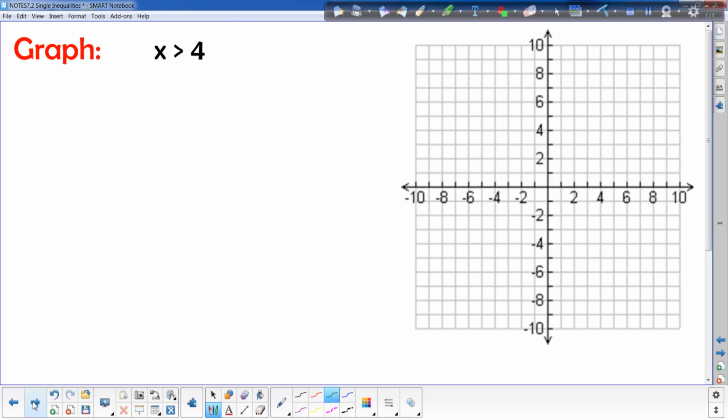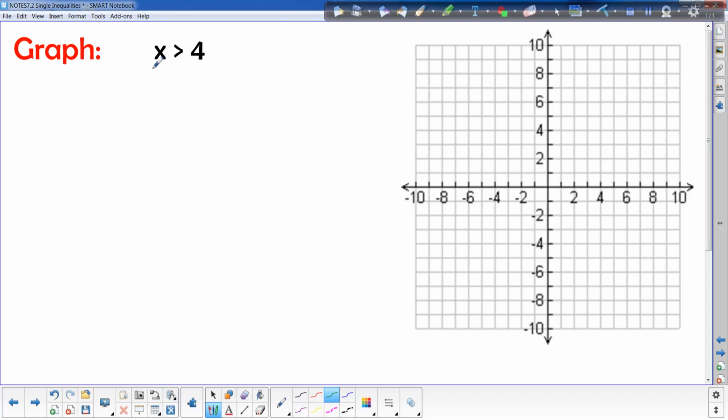Last one, I think, before you try. X is greater than 4. How is this different from all the rest? Okay, it starts with an X, but it also doesn't have a Y. And remember, when we're missing a variable, that means it's either a horizontal or vertical line.